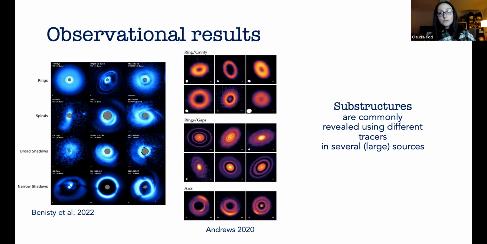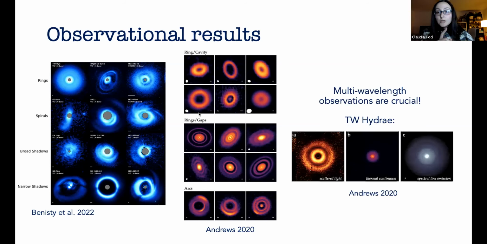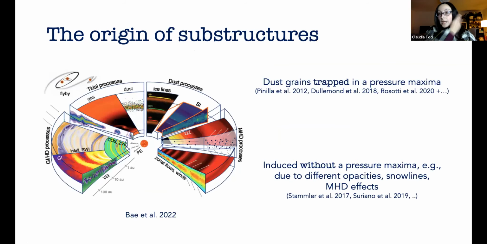But I also want to make a point that if we observe the same source, this is, for example, TW Hydra, with different tracers, what we see is kind of different. If we look at dust emission, we are also sensitive to the dust drifting inward, so disks are usually smaller, while scattered light and CO emission, for example, are tracing larger structures in the disk. So we have these substructures.